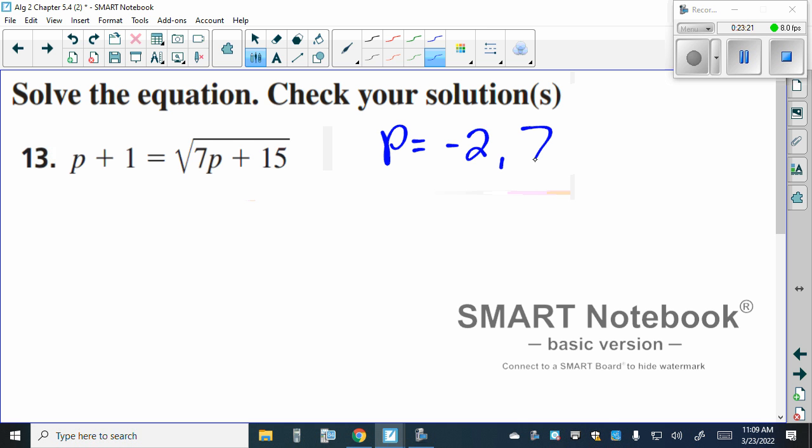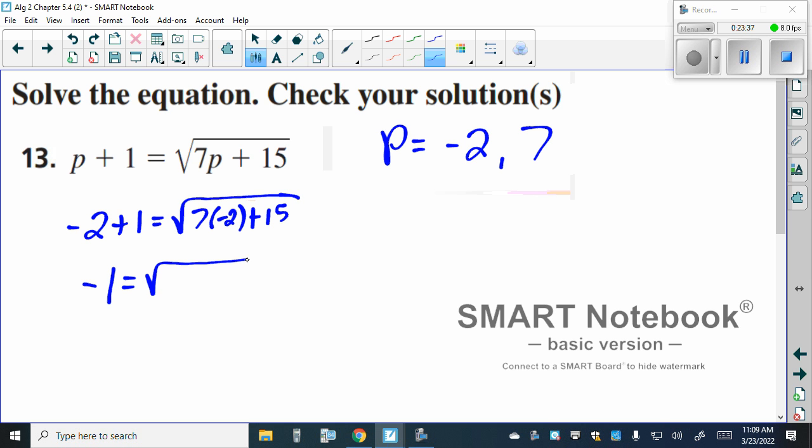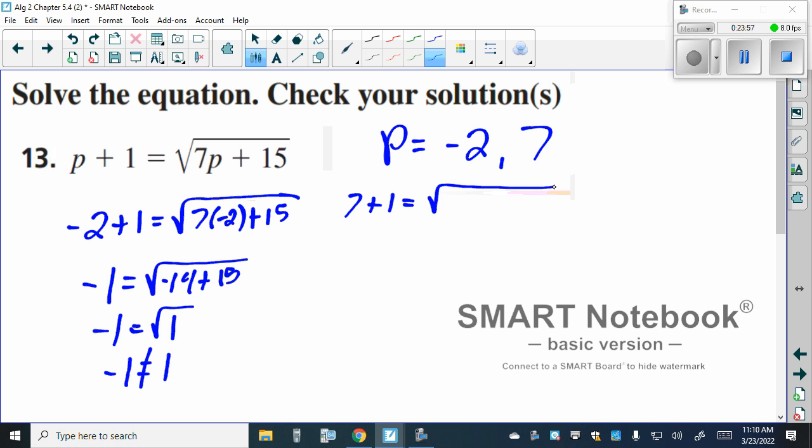Negative 2, comma, 7. So here, negative 2 plus 1 is equal to the square root of 7 times negative 2 plus 15. Well, the left-hand side kind of gives that away. Negative 2 plus 1 is negative 1. Should be negative 14 plus 15, which is telling us negative 1 is equal to the square root of 1. Negative 1 is equal to 1. Doesn't work.